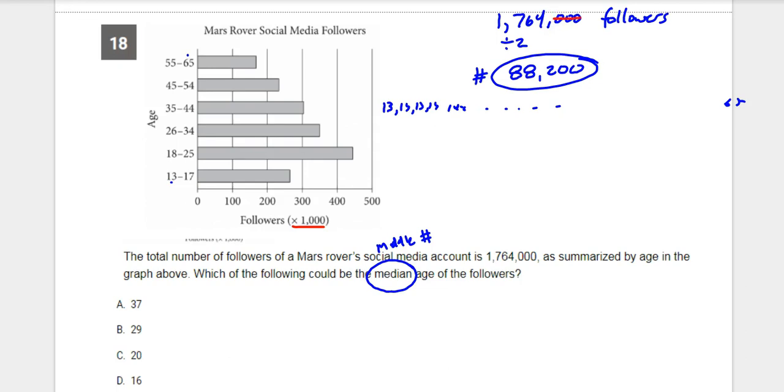I'm going to wipe this out right here. This was actually 882,000. I messed that up, so not 88,000. 882,000. So when I wipe out the 3 zeros here, we're really talking about person 882 according to the chart.